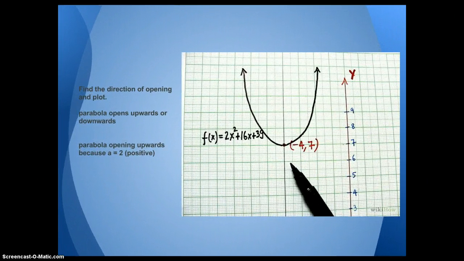And then you find the direction of opening and plot. After having figured out the vertex and axis of the parabola, the last thing we need to know is whether the parabola will open upwards or downwards. If a, the coefficient of x squared, is positive, it will open upwards, while if a is negative, the parabola will open downwards. In the example, it will be turned upside down. So for the example under consideration, we will have a parabola opening upwards because a equals 2, which is positive. Yay, the end.